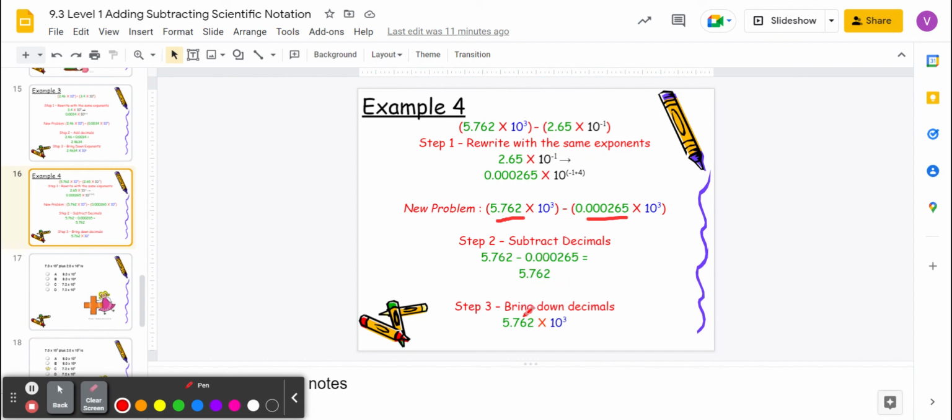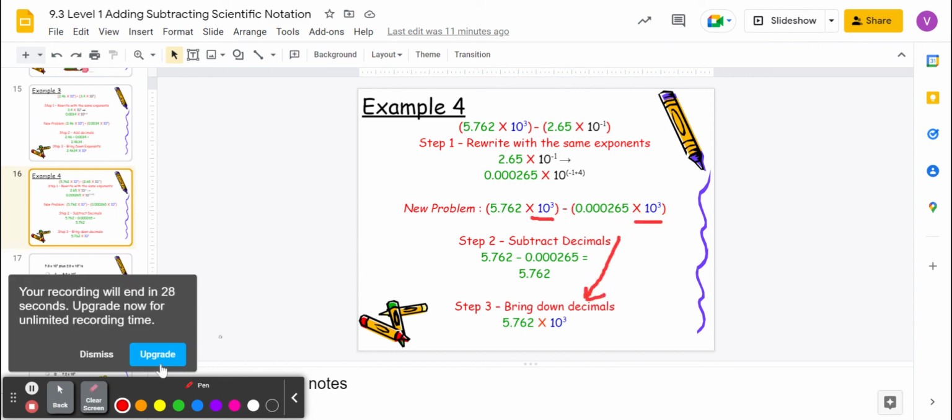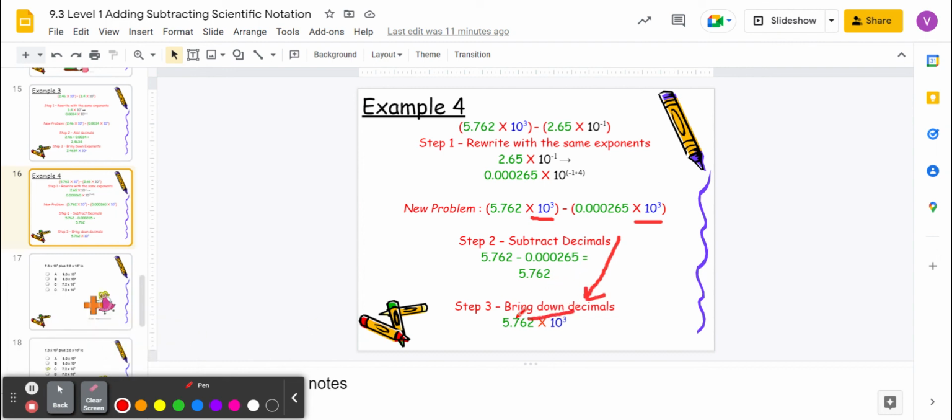All right, so once you get that answer, you put it down here. And because the exponents are both the same, I have 10 to the 3rd, 10 to the 3rd. I just drop it down, and I just write it once. 5.762 times 10 to the 3rd. And that's pretty much it, guys.